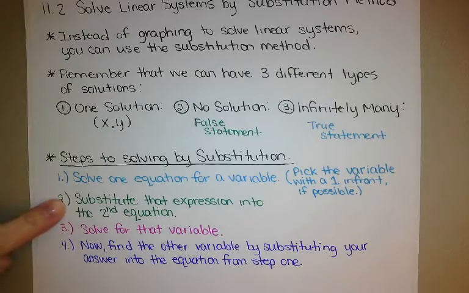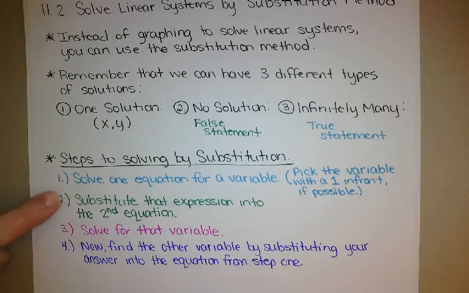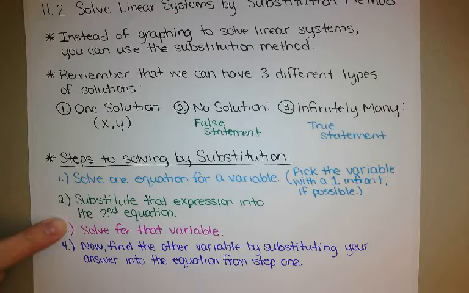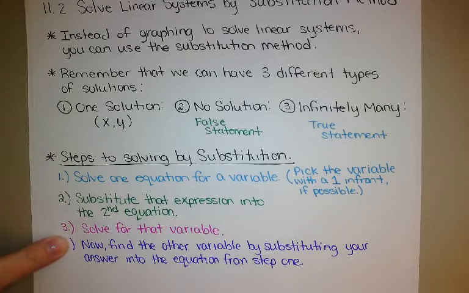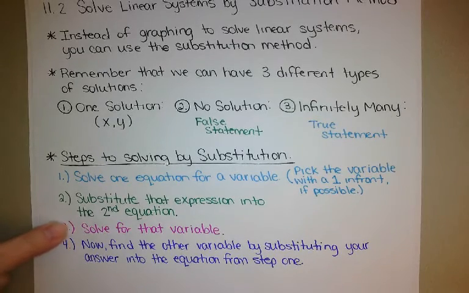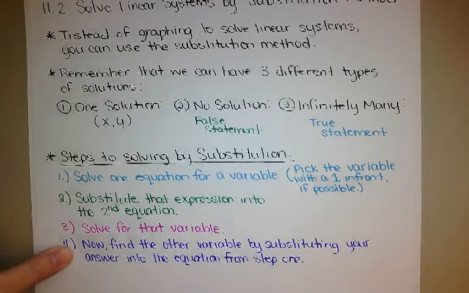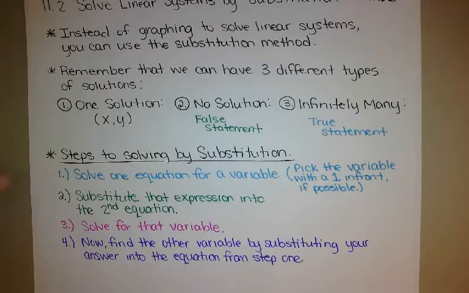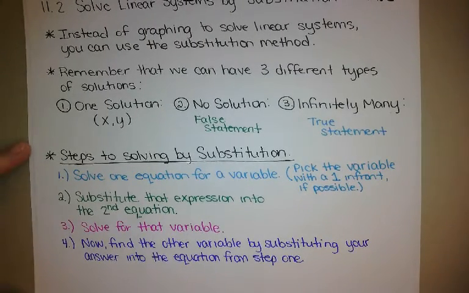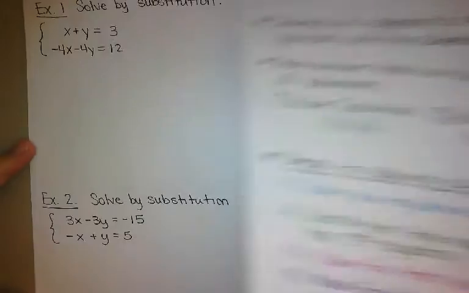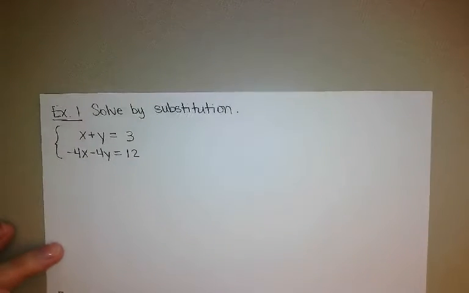Then we're going to substitute that expression from step 1 into the other equation, and we're going to solve for that variable. Once we have one variable, we're going to have to figure out the other variable by taking this answer and plugging it into the equation from step 1. I know it seems kind of a lot, but the more you do, the faster you'll get at these. All right, so let's take a look at our first example.